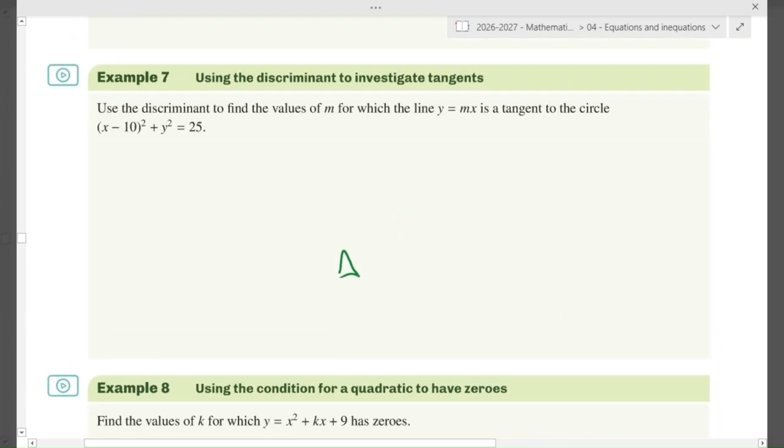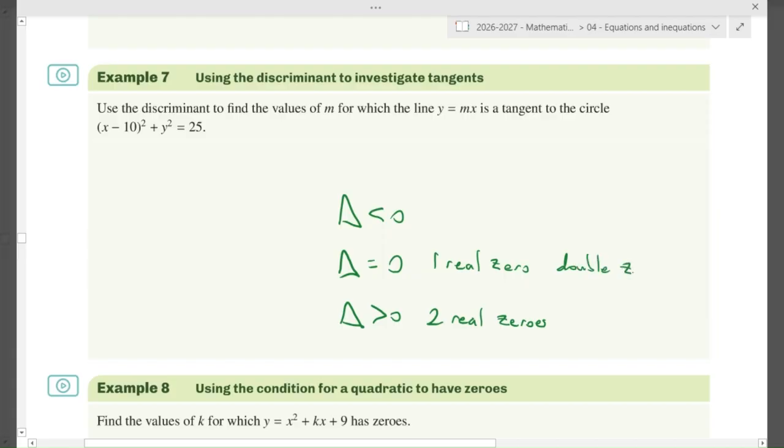If you've got the discriminant less than 0, discriminant equals 0, or the discriminant is greater than 0. If the discriminant is greater than 0, we've got two real zeros. If the discriminant equals 0, we've got one real zero, or we'll call it a double zero. And if it's less than 0, we've got no real zeros. Okay, so that's basically what we're looking for.